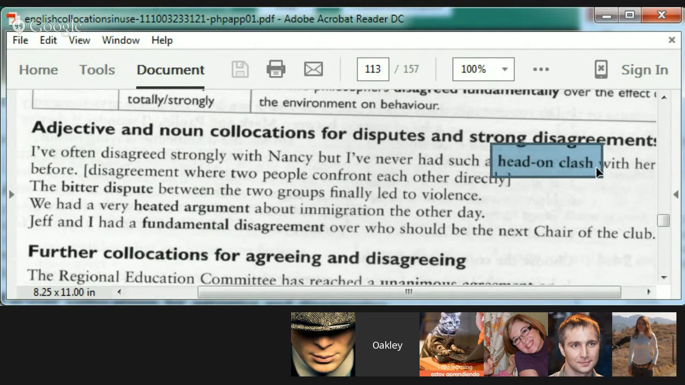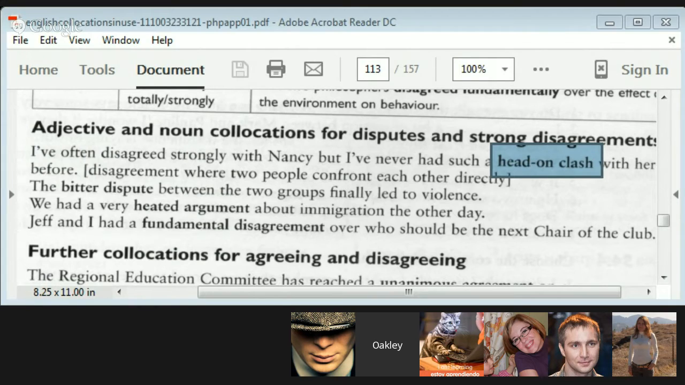Okay, yeah. Head-on clash. Okay. Well, head-on clash. All right, one-on-one. It's just a big row, a big fight between people. Lena, what's a head-on collision? Do you know? I don't know. Probably someone can help me out. Okay. Does anybody else know?